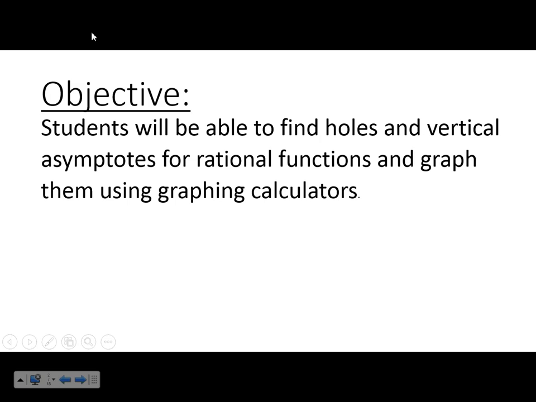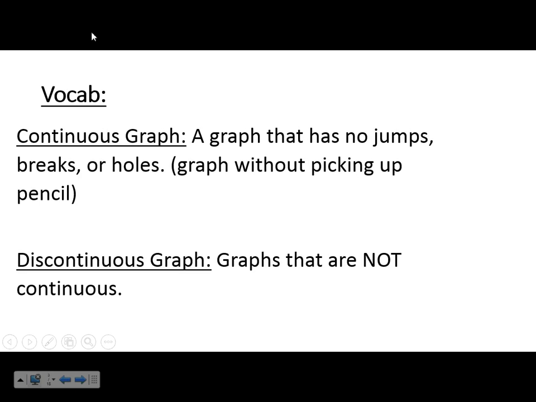So today the objective, students will be able to find holes and vertical asymptotes for rational functions and graph them using graphing calculators. So the first part, we have this vocab: a continuous graph and a discontinuous graph. A continuous graph is a graph that has no jumps, breaks, or holes. In other words, you can graph it without picking up your pencil at all. A discontinuous graph is graphs that are not continuous. So make sure you know those two, continuous and discontinuous.